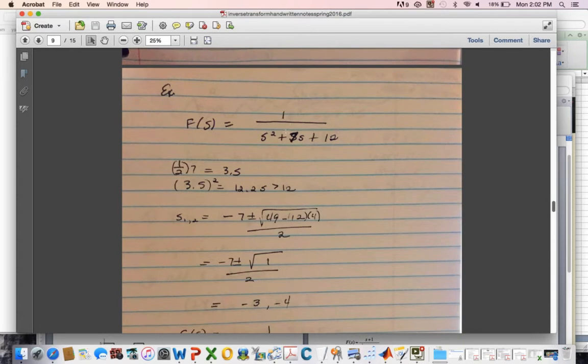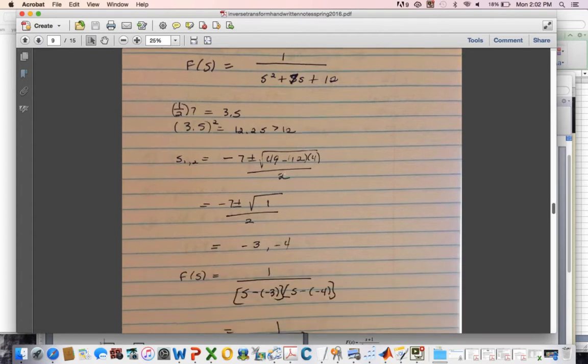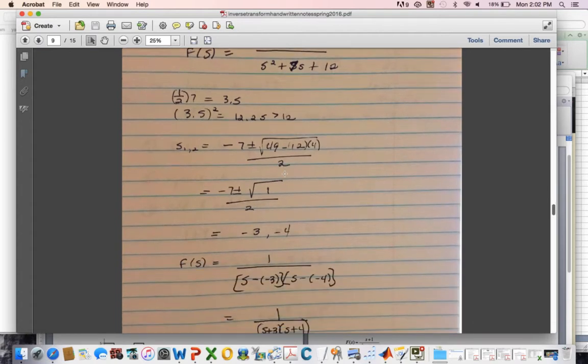In this case, if we take the 7 and take half of it, that's 3.5. If we then square that, we get 12.25. That's greater than 12, which tells us we're going to have 2 real roots. Or you can do the b squared minus 4ac thing. So we find the roots, and the roots are minus 3 and minus 4.